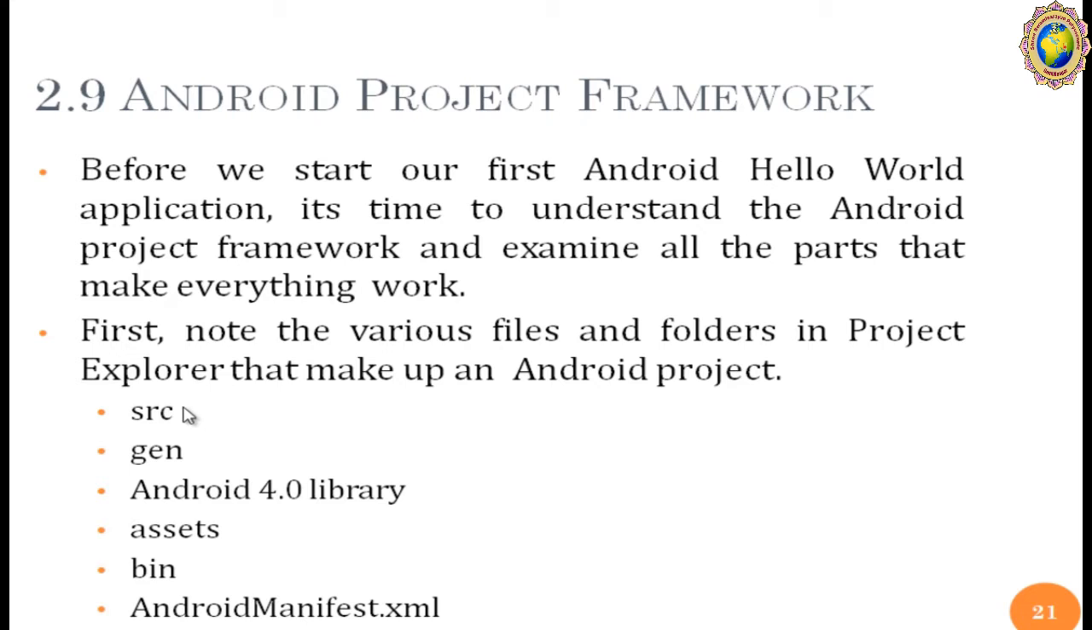So these are the src, gen (generated), Android 4.0 library, assets, bin, and AndroidManifest.xml. These are the main important files and folders. So let's see the detail; we will see it later.